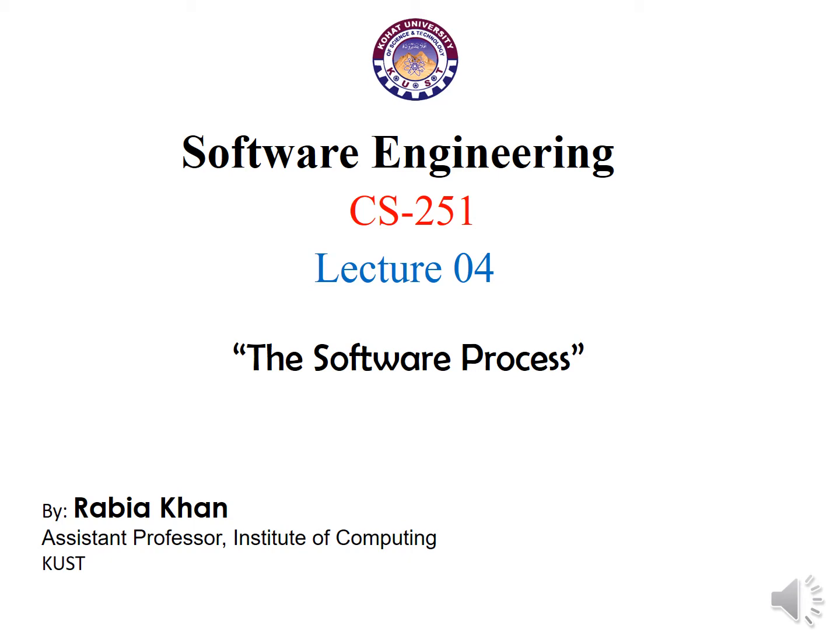In that chapter, we briefly discussed some of the framework activities, which we can also call the core activities of software engineering, that distinguish software engineering from other types of engineering. So we will take forward those software engineering activities in this chapter and see how those activities form a software process.